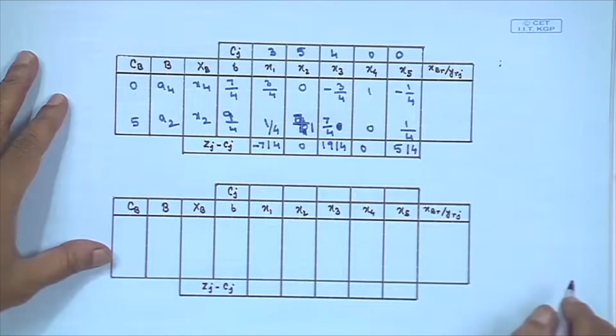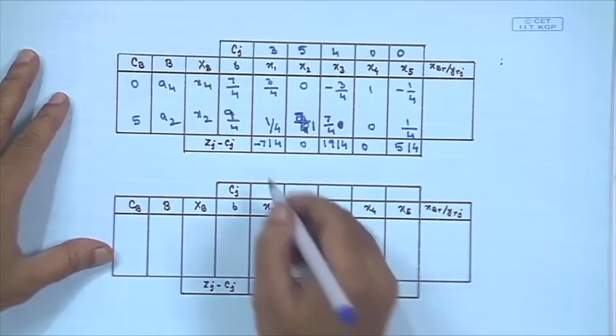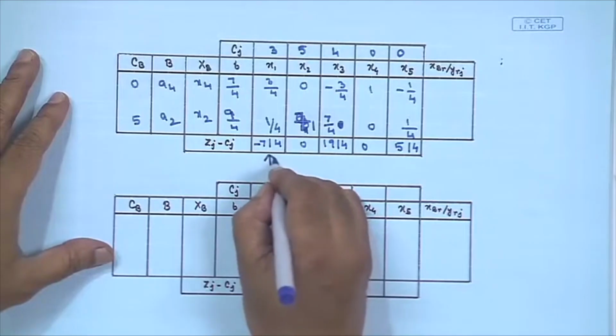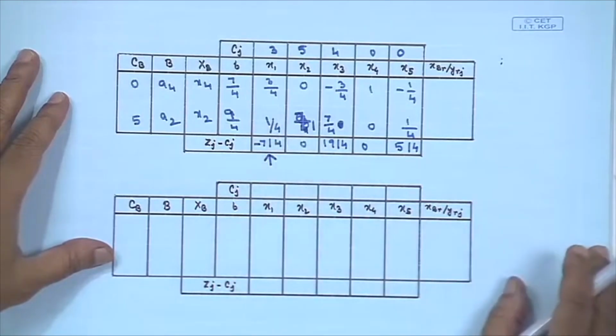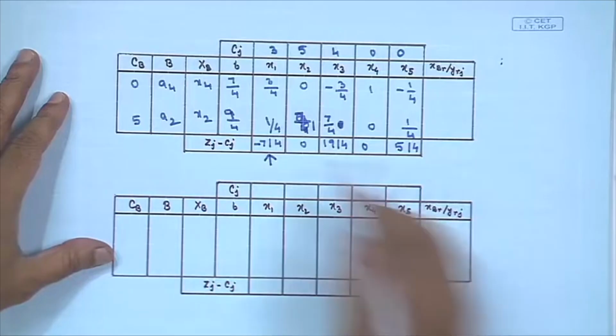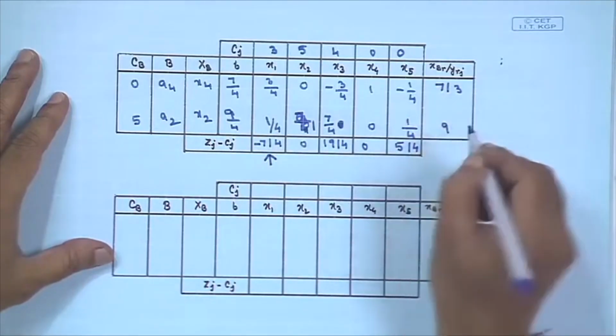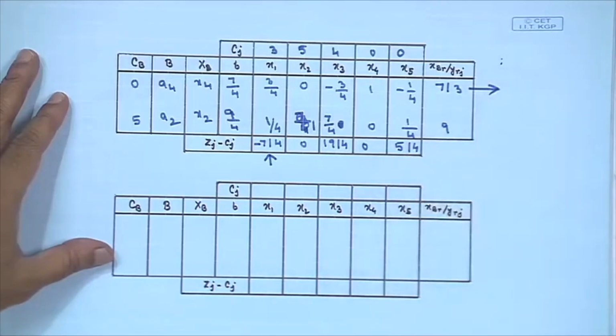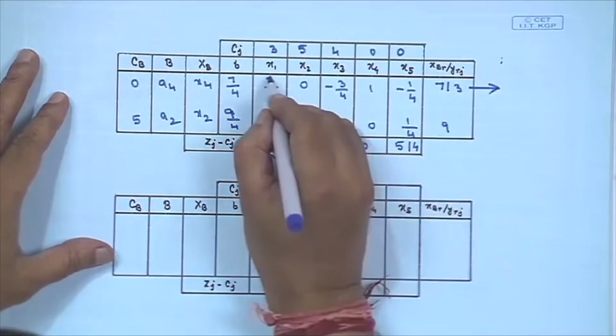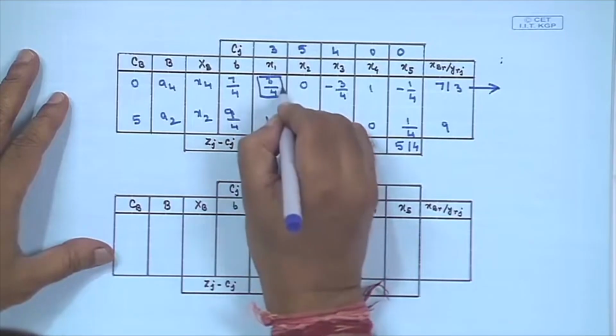So, again still your Zj minus Cj is less than or equal to 0. So, the entering vector will be x1. Now, calculate the ratio. This will be 7 by 3 and this will be 9. So, the outgoing vector will be x4. So, your pivot element is 3 by 4.